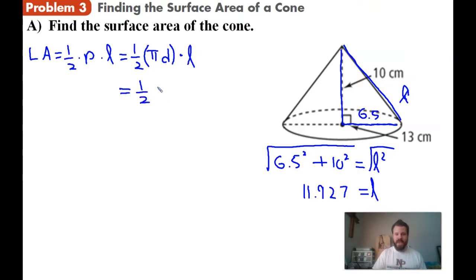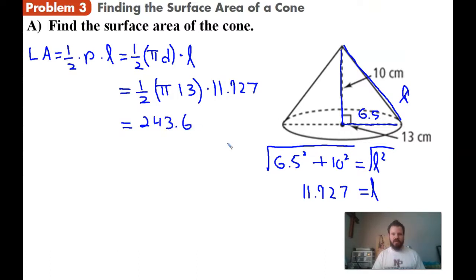Okay, so for this one, we'll have half times pi times 13, the diameter, times that slant height we just found, the 11.927. All right, now as far as should I leave this in terms of pi, not in terms of pi, I'm going to say don't worry about it in terms of pi with this one, just because this is an ugly number anyways. My answer is going to be ugly no matter what, so we might as well just multiply things through. So we'll go half times pi times 13 times 11.927, and that gives me a 243.6, we could say, for the lateral area.